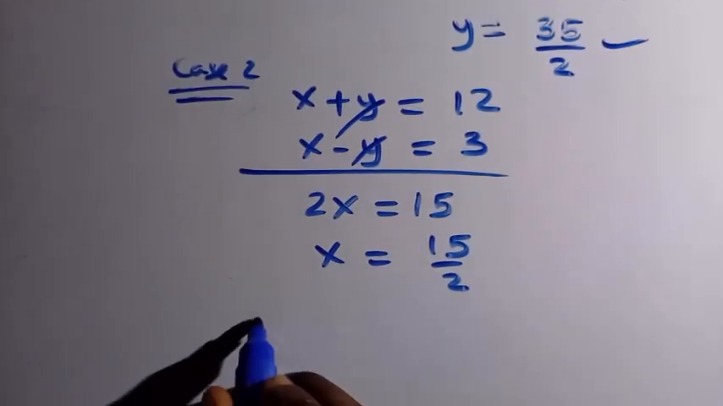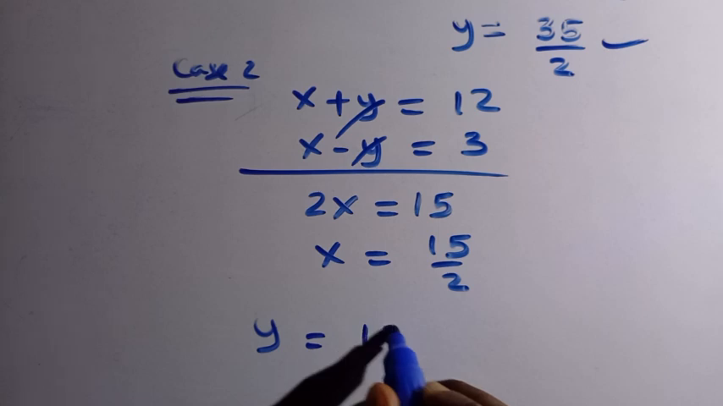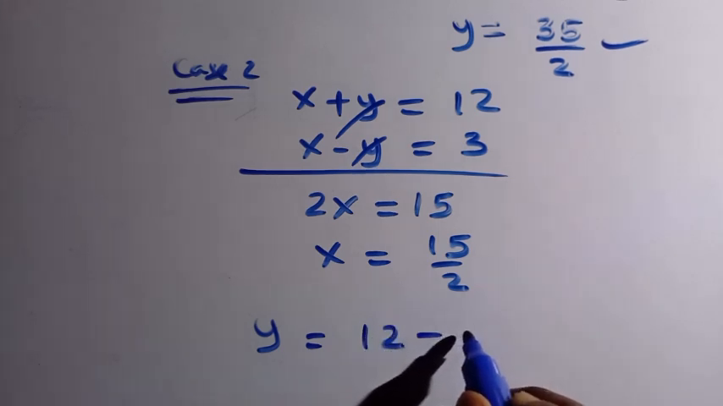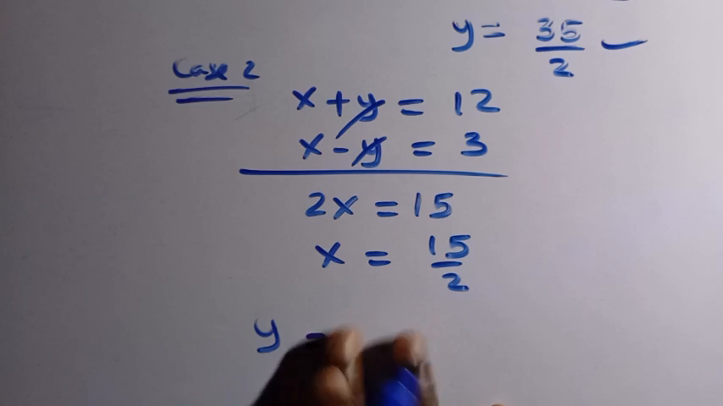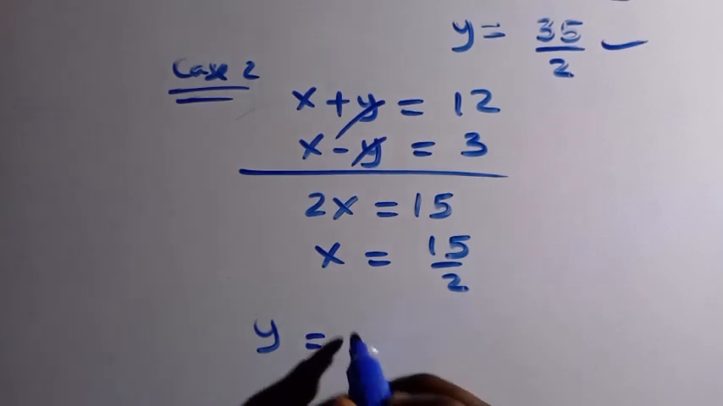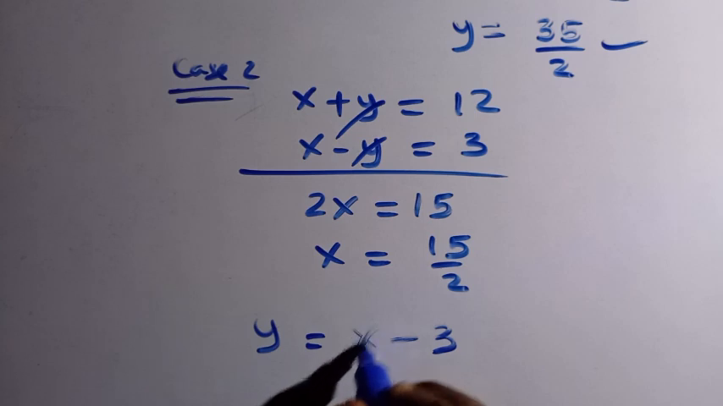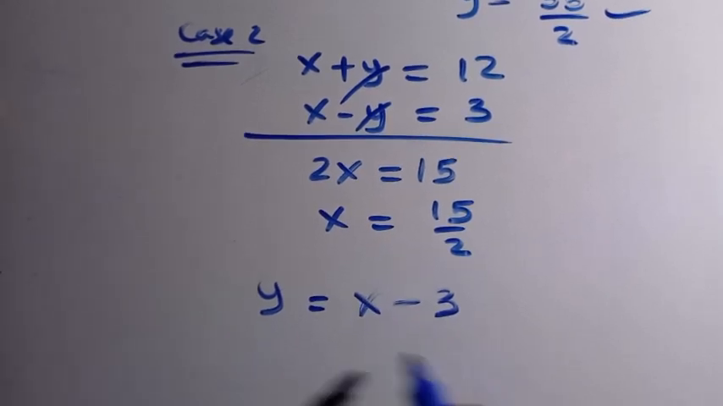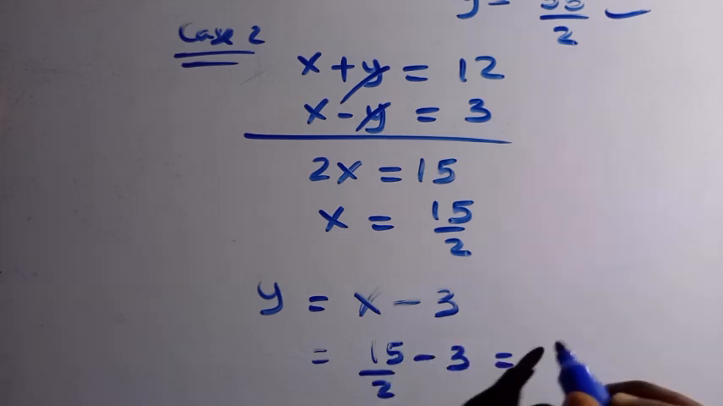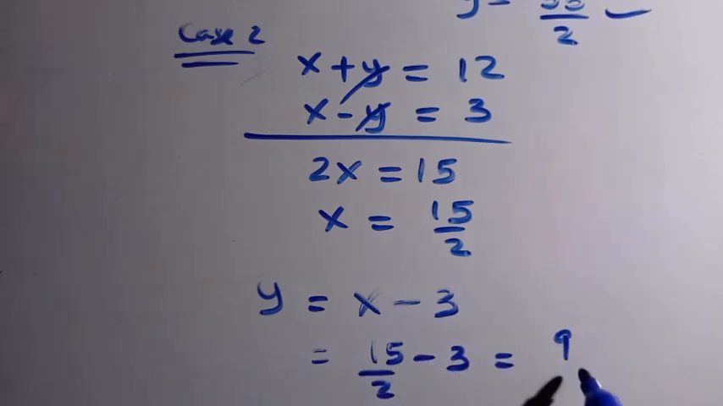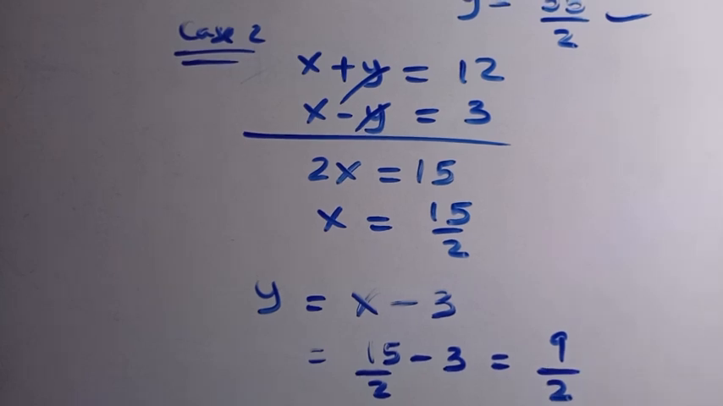Then for the value of y, we take the second equation this time around, so this becomes x minus 3. So for x minus 3, we try and replace it, so here becomes 15 over 2 minus 3, which is 9 divided by 2.